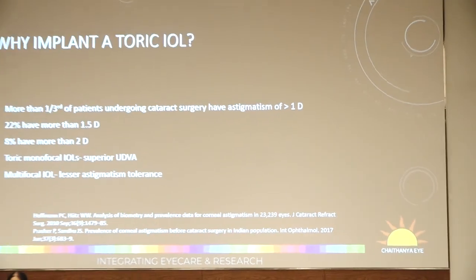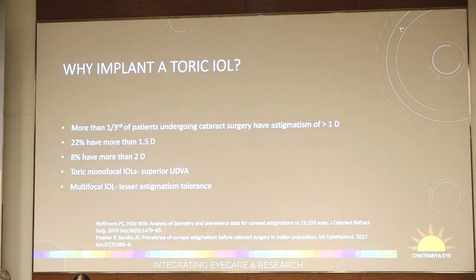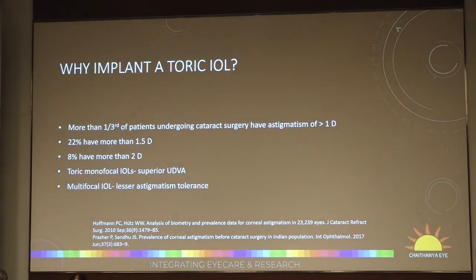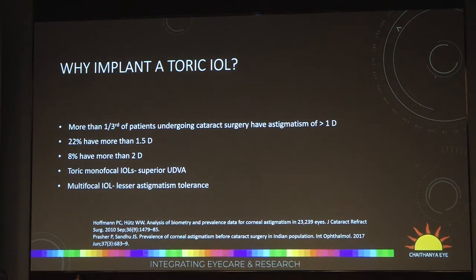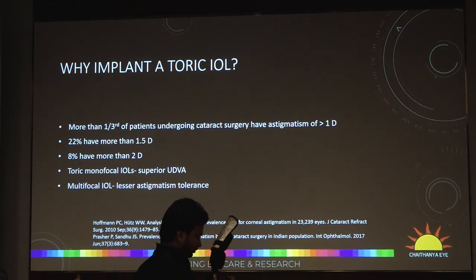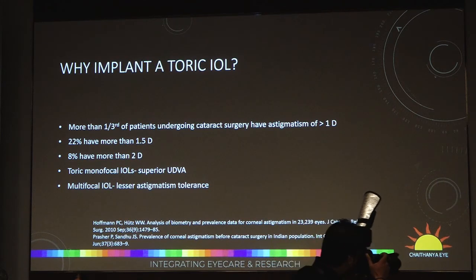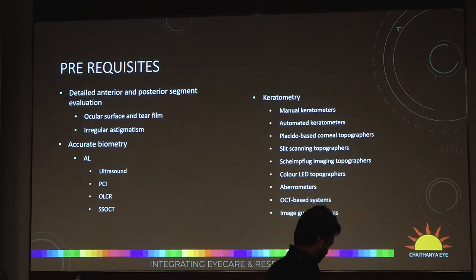Now why do we want to implant a toric IOL at all in the first place? It's because it's been found by many studies that roughly around 1/3 of patients undergoing cataract surgery have significant astigmatism of more than 1 diopter. About 20% have more than 1.5 and 8% have more than 2 diopters. Of course, toric monofocal IOLs give a better uncorrected distance visual acuity, and multifocal IOLs have very little tolerance for astigmatism. So it needs to be addressed using a toric IOL.